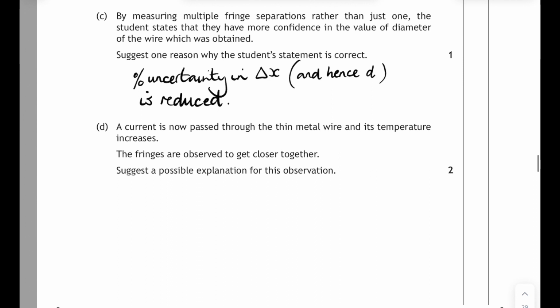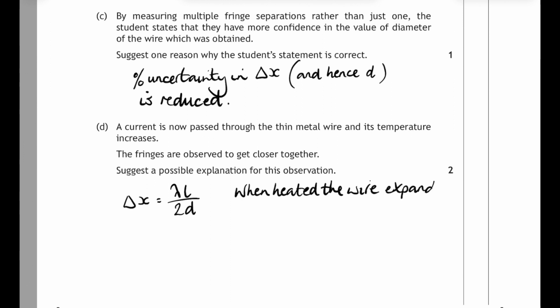Part D, a current is now passed through the thin metal wire and its temperature increases, and the fringes are observed to get closer together. Suggest a possible explanation for this observation, and this is worth 2 marks. And in these explain questions, it's always a good idea to refer back to the relationship again. So let's write that down. Delta x equals lambda L over 2d, and we're told that the fringes get closer together.